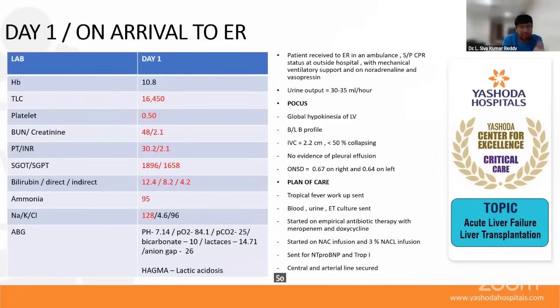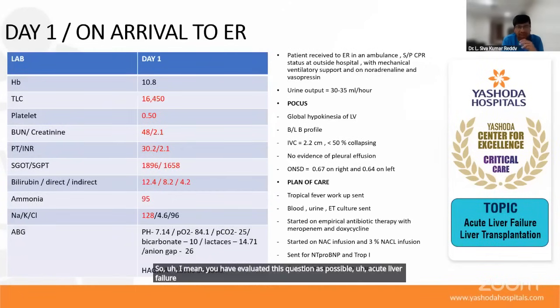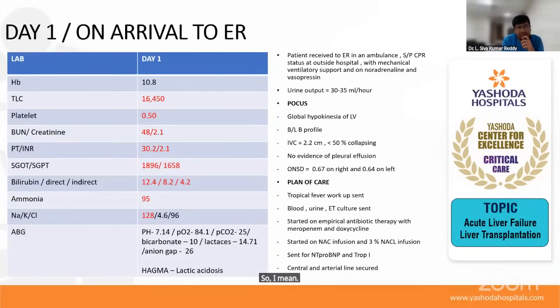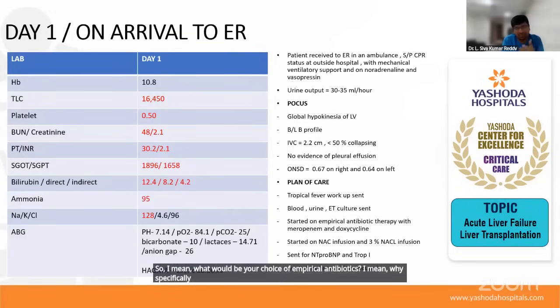So, you have evaluated this patient as possible acute liver failure at the time of your admission itself. So, what would be your choice of empirical antibiotics? Why specifically meropenem? Why doxycycline?